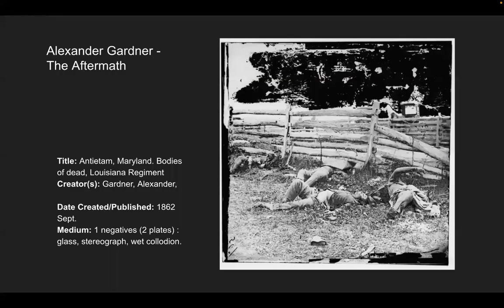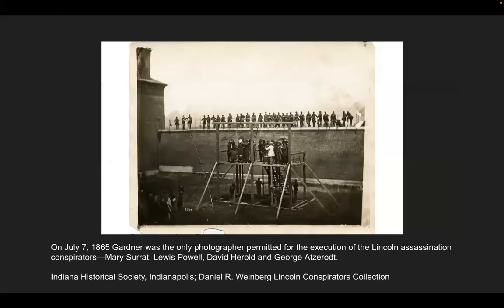Alexander Gardner showed the aftermath of Antietam in Maryland, the bodies of the dead Louisiana regiment. So these images were made after the war. The ones made during the war tended to be very blurry and fuzzy due to the photograph's inability to pick up on movement due to the shutter speed. So many people followed the regiments throughout the Civil War and took pictures after the battle had already happened.